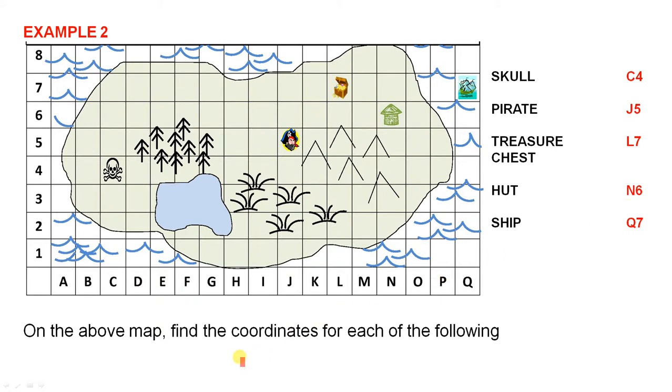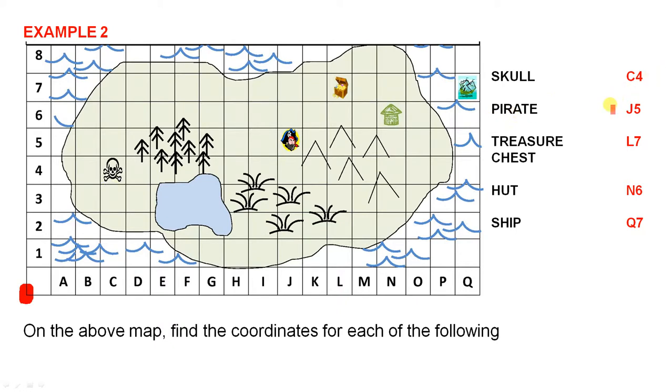On the above map, find the coordinates for each of the following. Okay, so we'll give you the skull. There it is there. Now let's try and work out where the skull is. Here it is here. If we make that our starting point, remember it's nearly always the bottom left. So let's say that red dot is our starting point. For the skull we have A, B, C. 1, 2, 3, 4. So it's C4.